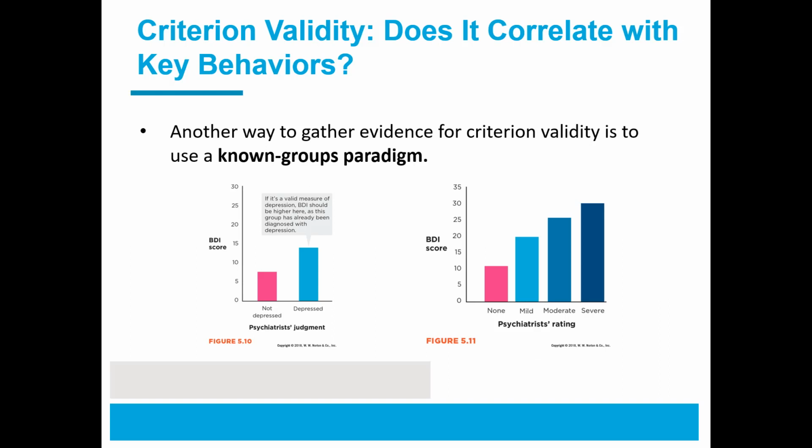In the graph on the left, you can see that the average BDI scores for the group without depression is lower than the average BDI scores for the group with depression. Thus, BDI appears to have good criterion validity based on the known groups method. Beck also used the known groups paradigm to calibrate scores on the BDI by having psychiatrists categorize participants into the following levels of depression, either none, mild, moderate, or severe. If you look at the graph on the right, you will see that the mean BDI scores for each group increased along with the severity of their level of depression as diagnosed by psychiatrists.